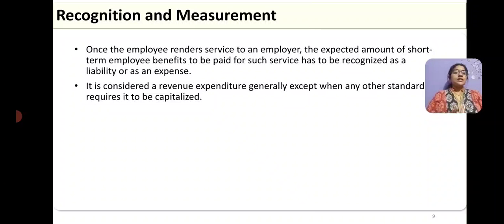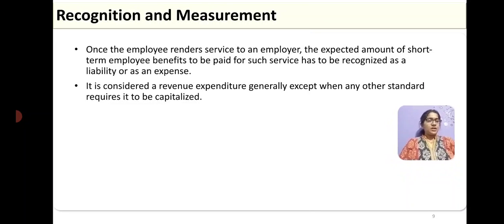It is considered a revenue expenditure generally, except when another standard requires it to be capitalized. Generally, it's a revenue expenditure. As I said, it is treated as one of the items of expense in your statement of profit and loss. In exceptional cases, it may be capitalized.